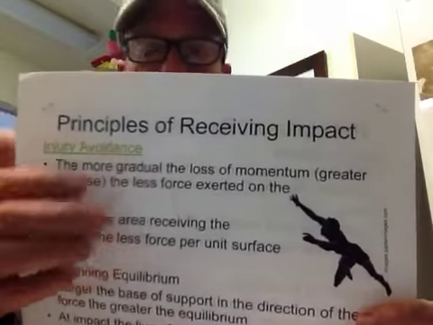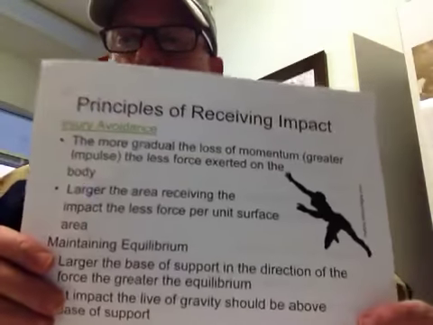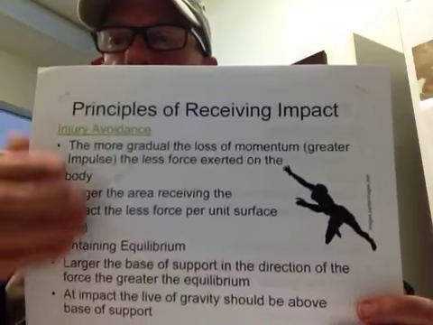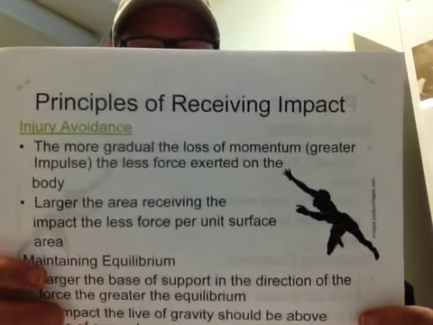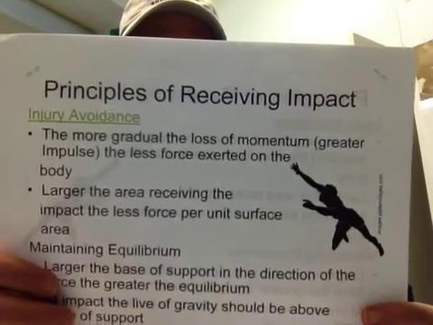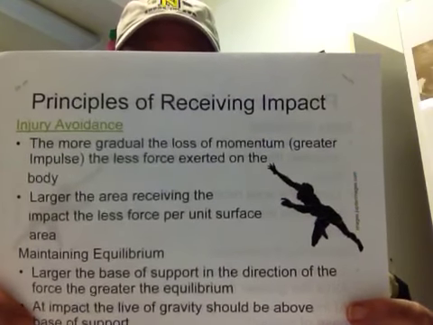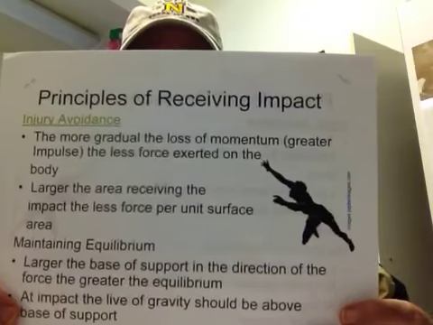And then injury avoidance principles for receiving impact. These are listed for you here, and I don't think I'll elaborate on these. These are available to you in PowerPoint. If we spread out the impulse over a large area, maintaining equilibrium so that we don't have a fall, have a large base of support. The line of gravity should be above the base of support.